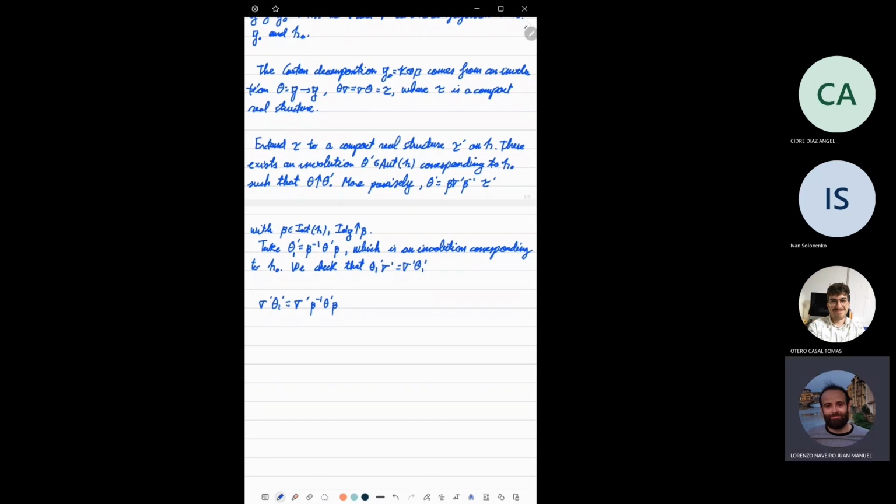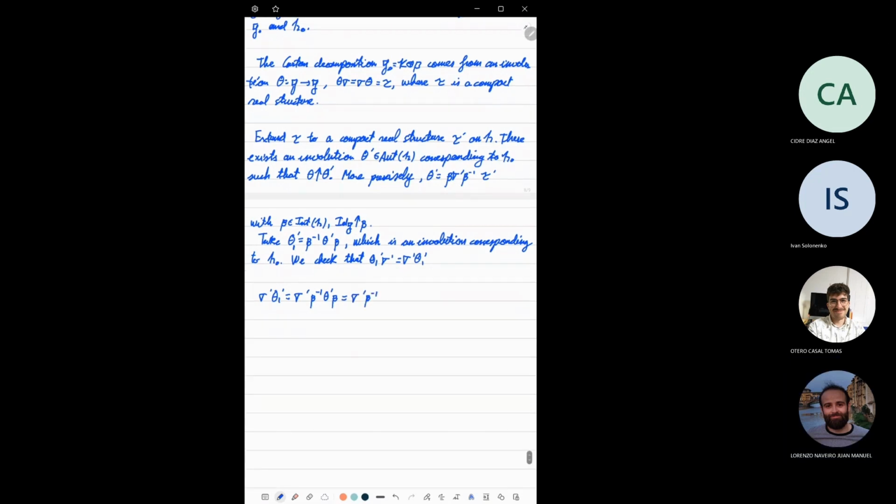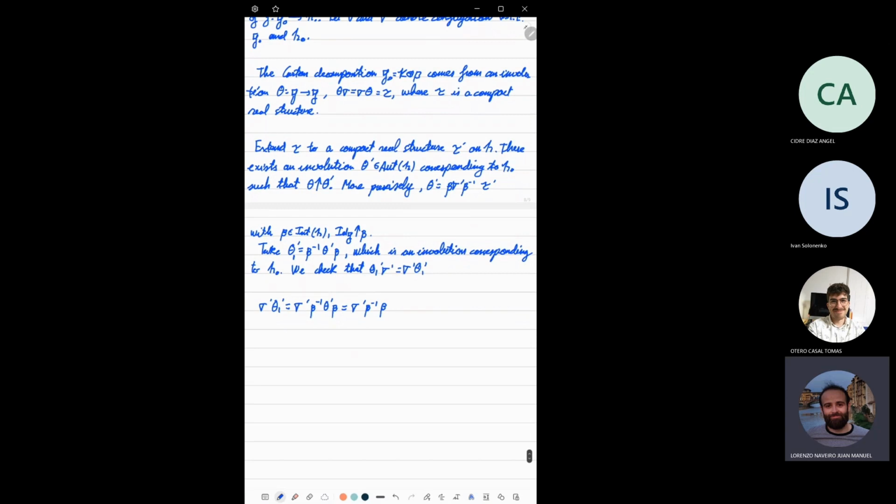And now we use the explicit expression of theta prime. So this is equal to sigma prime, beta minus 1, theta, sigma prime, beta minus 1, tau prime, beta. And now note that this beta minus 1 cancels with this beta. And now the sigma prime cancels with sigma prime, so that the final result is beta minus 1, tau prime, beta.